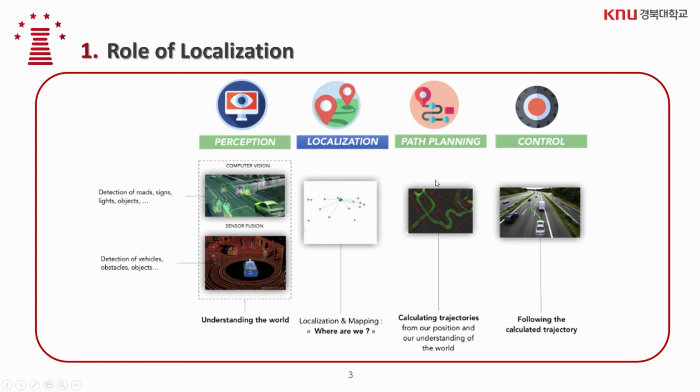Then after path planning, control. The last stage is the control system, which follows the calculated trajectory. So this is the basic framework of an autonomous driving system. And in this presentation, mainly we talk about localization, the role of localization, levels of localization, how localization works, and some of our implementation.